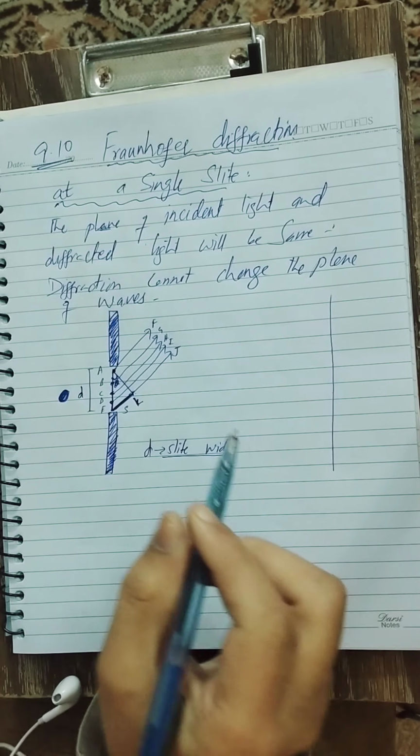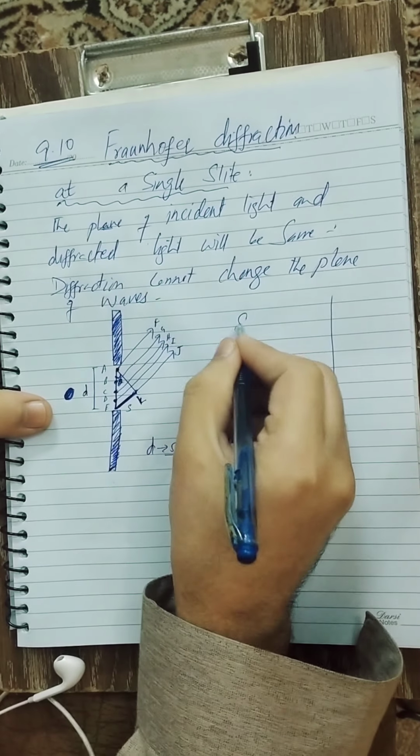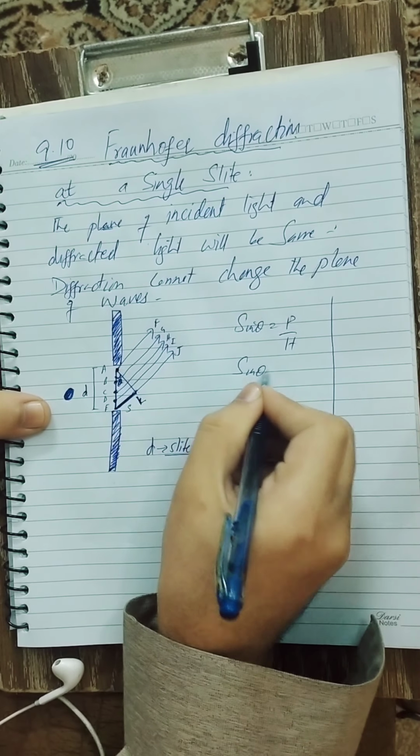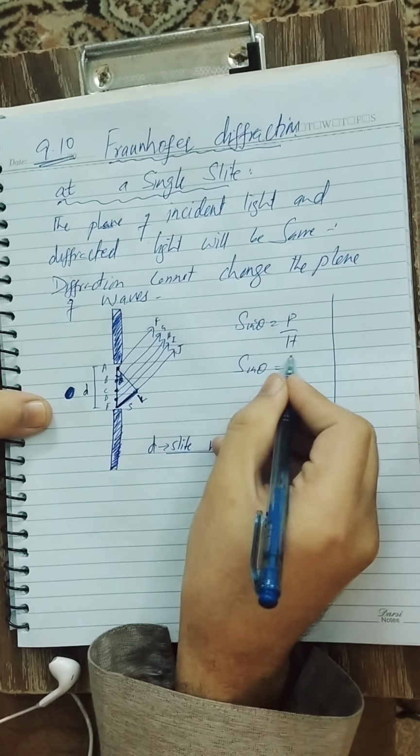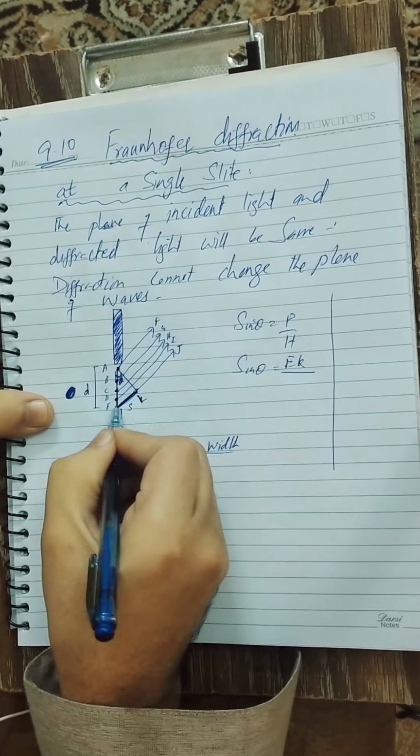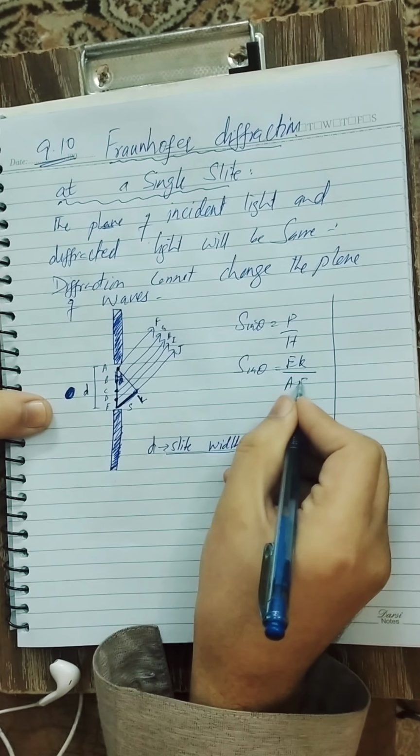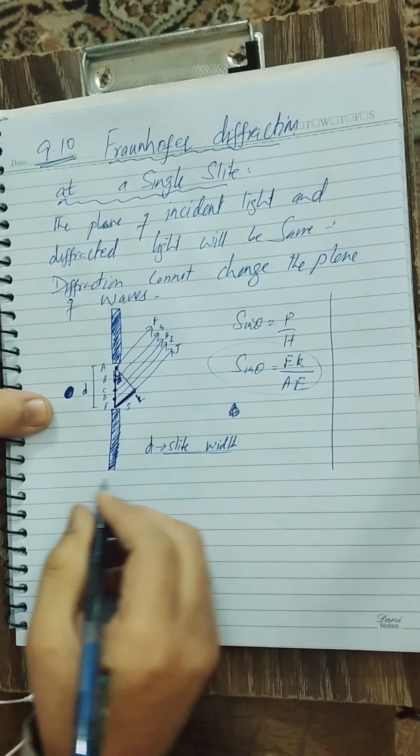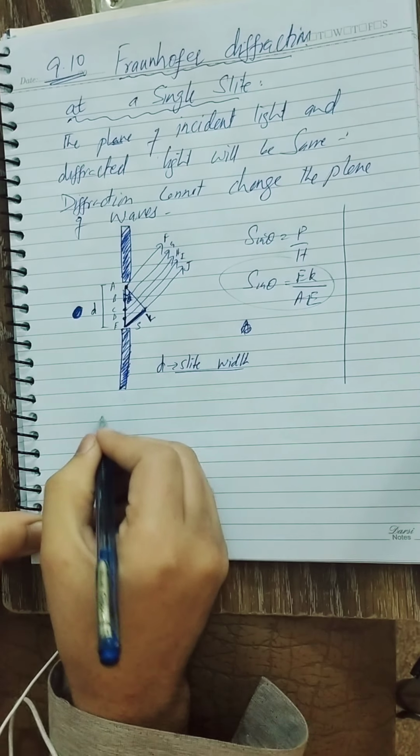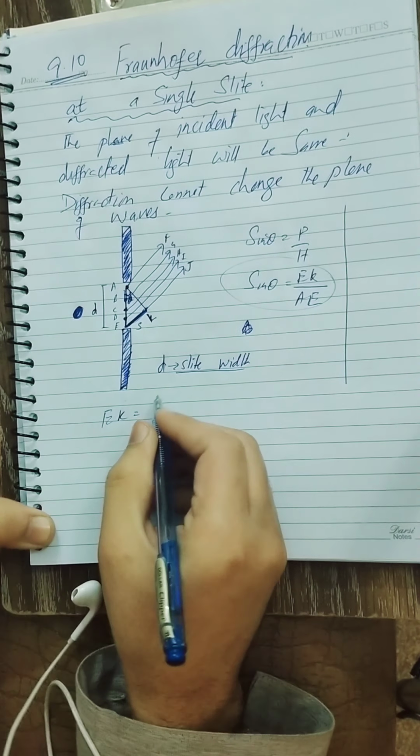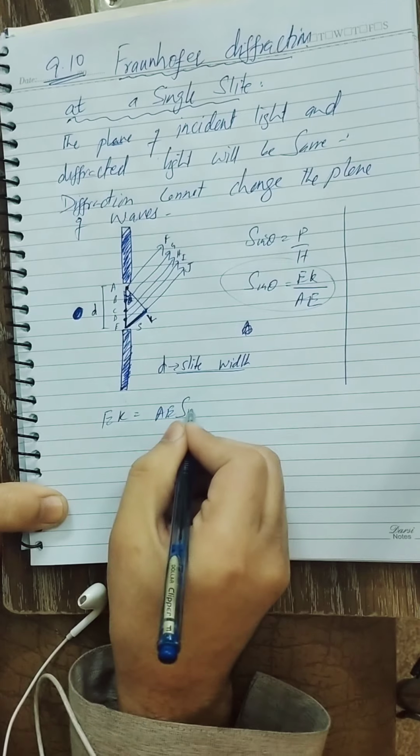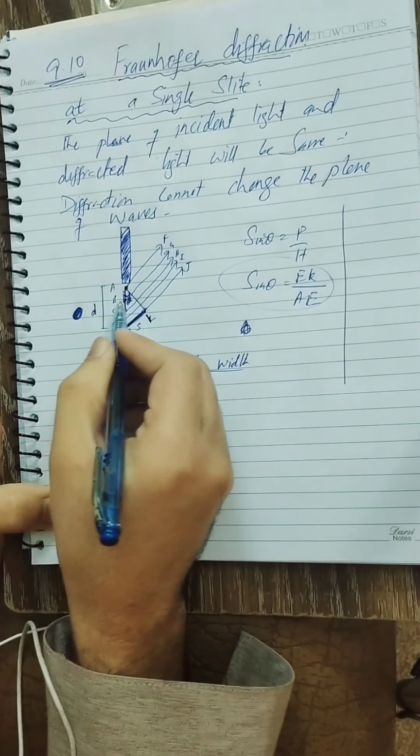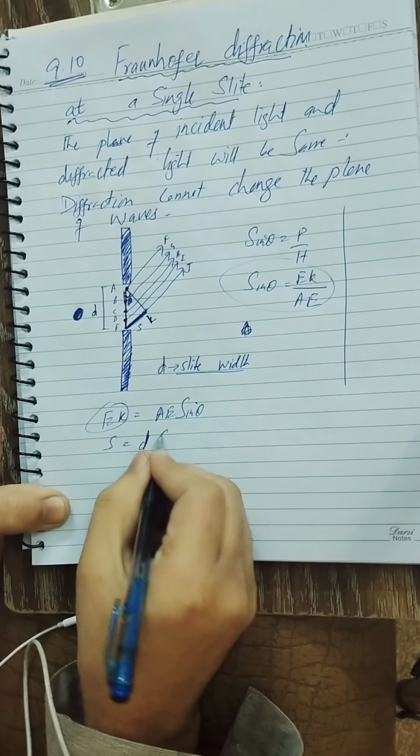We know that sine theta is equal to perpendicular divided by hypotenuse. The perpendicular side is EK and the hypotenuse is AE here. So EK will be equal to AE sine theta. EK is the path difference S, and AE is the slit width, small d.